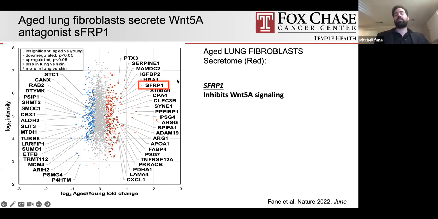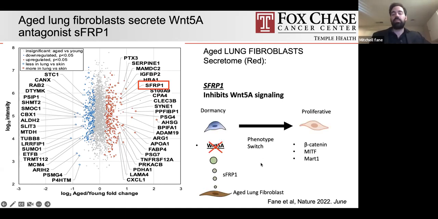And the reason why it stood out to us is that a lot of literature had shown that SFRP1 actually inhibits Wnt5a signaling in a number of different pathological models, but it hadn't been investigated within melanoma. So my hypothesis was that aged lung fibroblasts started to secrete high levels of SFRP1, which knock down Wnt5a and induces this phenotypic switch from this dormant state towards this proliferative state in the lung and allows these cells to grow really efficiently in the aged lung.